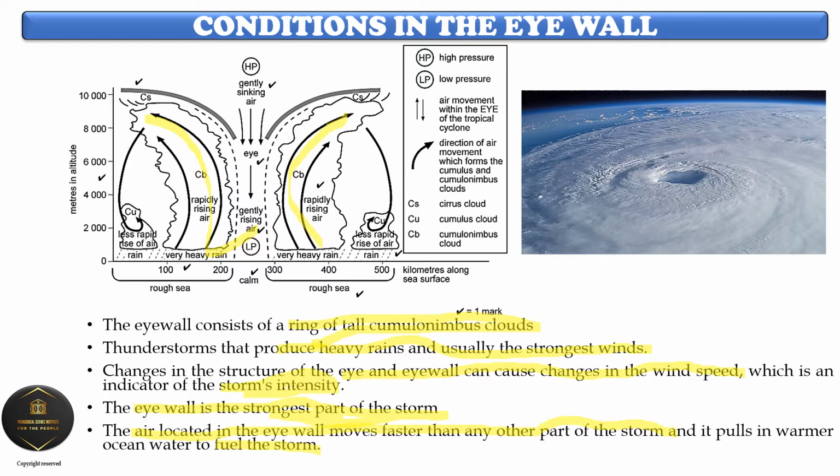We are going to look at how that happens as the system moves over the ocean, when we look at how to track the movement of the system in the northern and southern hemisphere. So that's what will happen in your eye wall. Those are the conditions you should know and understand about that particular part of the storm.